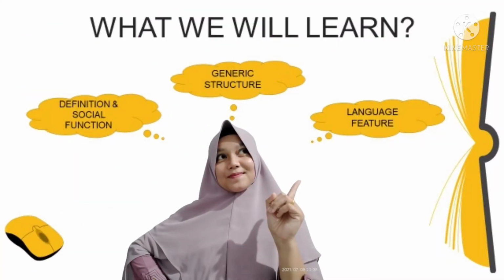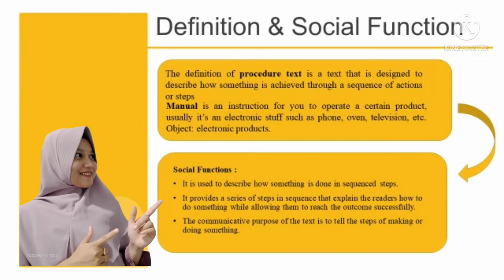The material that we will learn are definition and social function, generic structure, and language features. The definition of procedure text is a text that is designed to describe how something is achieved through a sequence of actions or steps, while manual is an instruction for you to operate a certain product. Usually, it's an electronic stuff such as phone, oven, television, and etc.